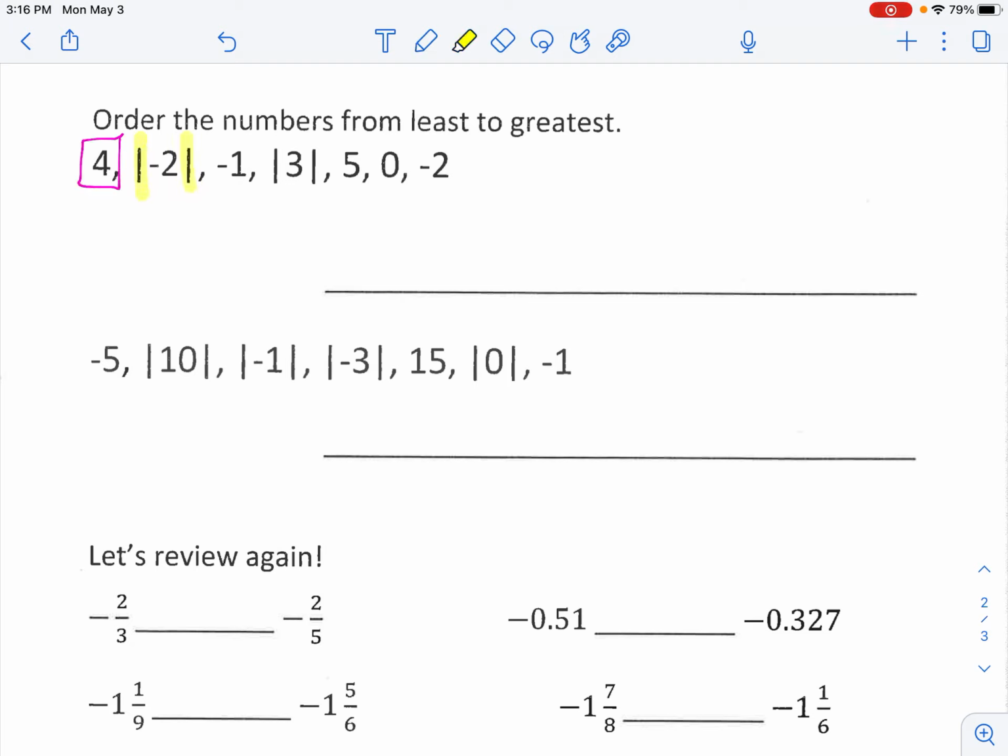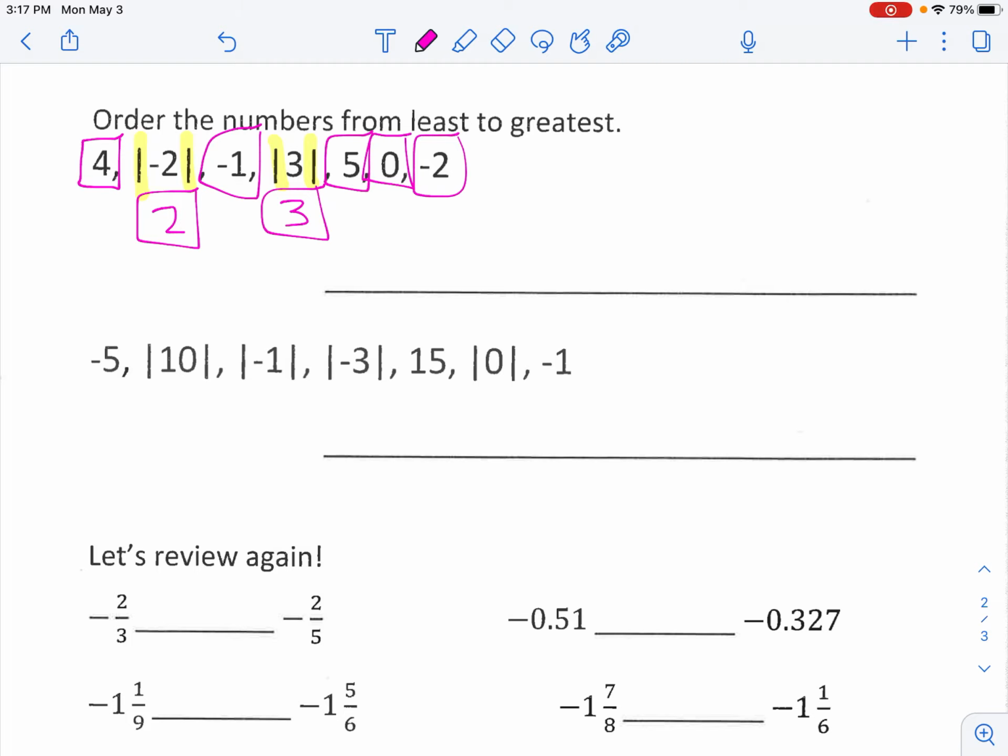So this one is the absolute value of -2, which is 2. I've got -1. The absolute value of 3 is 3. And then I've got 5, 0, and -2. Now remember, every time that we have ordered numbers this year, we always put the original number in the problem in the answer. So even though the absolute value of -2 is 2, when we write our answer, we're going to have to write it as the absolute value of -2.